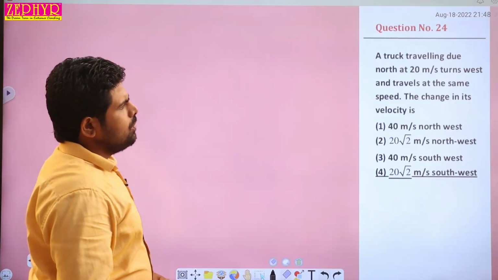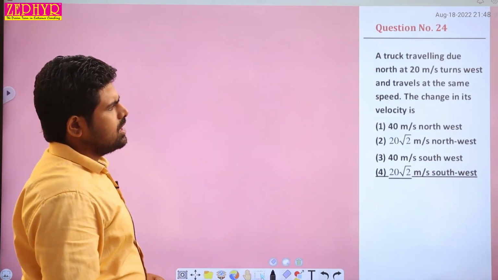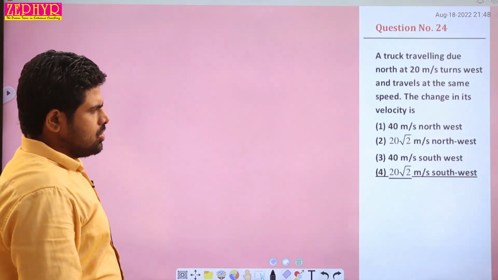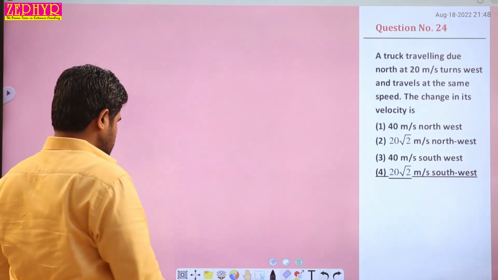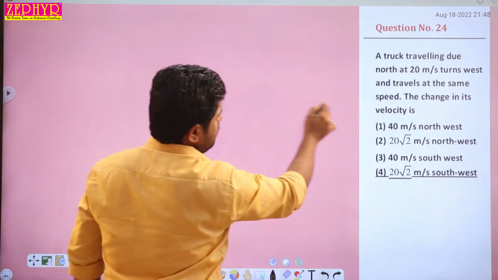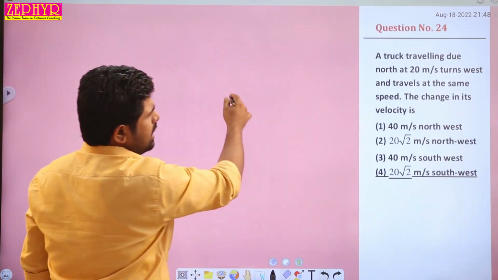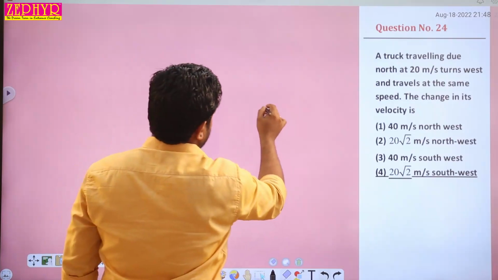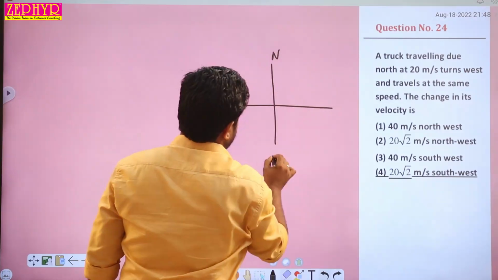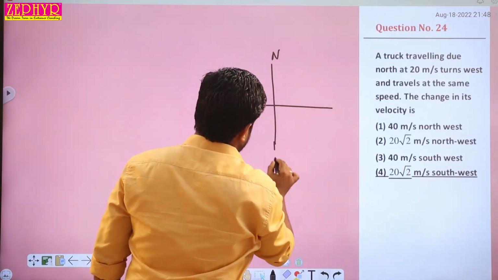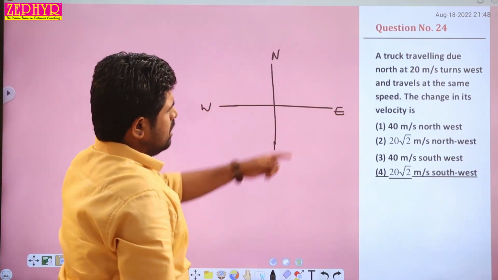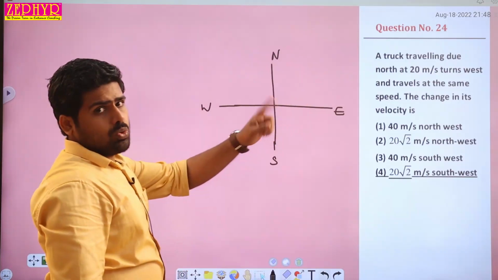So question number 24. A truck traveling due north at 20 meter per second turns west and travels at the same speed. The change in its velocity. So what is its change in its velocity? Okay. So here a truck is traveling north at 20 meter per second. Okay. So first, you just consider this one is the north, this one is the south, this one is the east, and this one is the west. Okay. The truck traveling north at 20 meter per second.